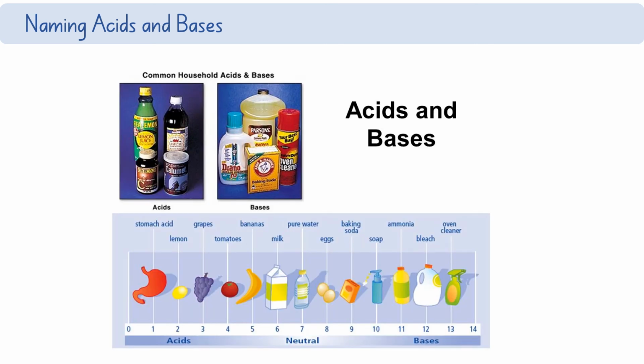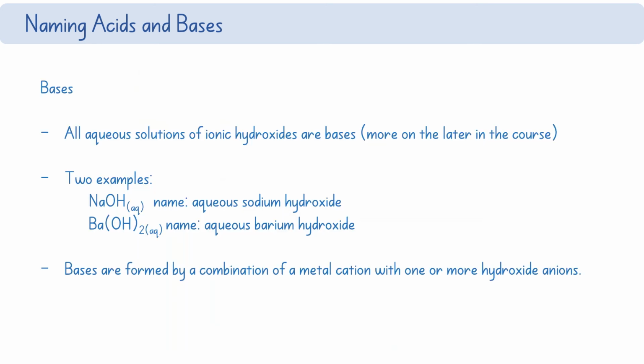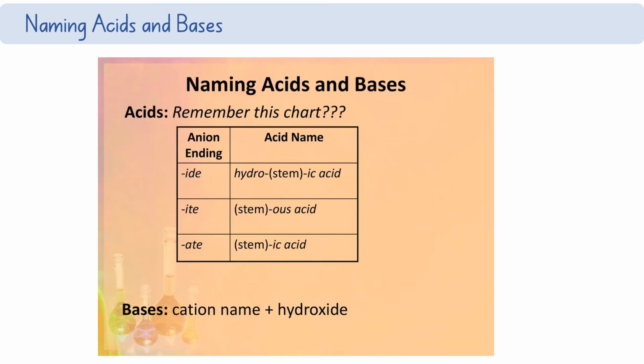Acids and bases. Now we're going to focus on bases. All aqueous solutions of ionic hydroxides are bases. We'll learn about this more later in the course. So 2 examples: aqueous sodium hydroxide and aqueous barium hydroxide. Bases are formed by a combination of a metal cation with 1 or more hydroxide ions. Here's a little chart to help you remember.